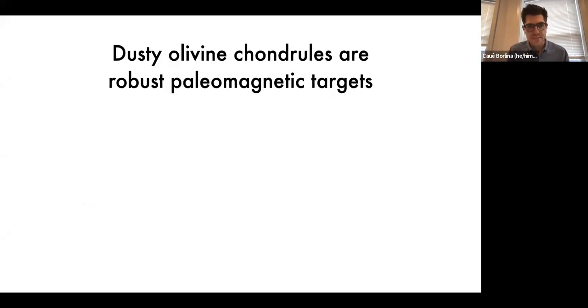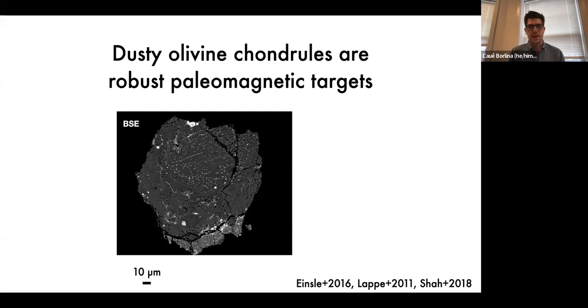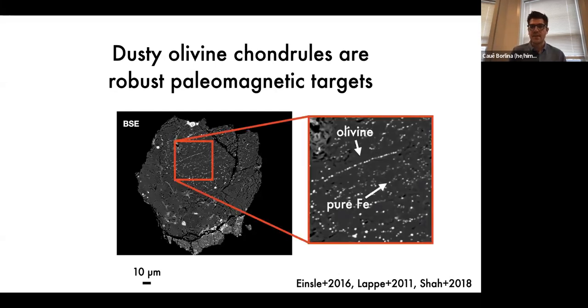And specifically, we targeted one type of chondrule known as dusty olivine, because those types of chondrules are known to be good, robust paleomagnetic targets. Here you're seeing a backscatter electron image showing a dusty olivine chondrule from Allen Hills 77307. They're called dusty because of essentially pure iron inclusions embedded in the olivine matrix.